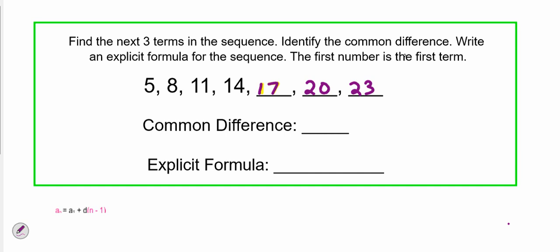Math is logic, right? So the common difference, once again, we're just going to take any term we want and subtract the term before it. So 8 minus 5 is 3. Or it's that number that we've been going up by this whole time.